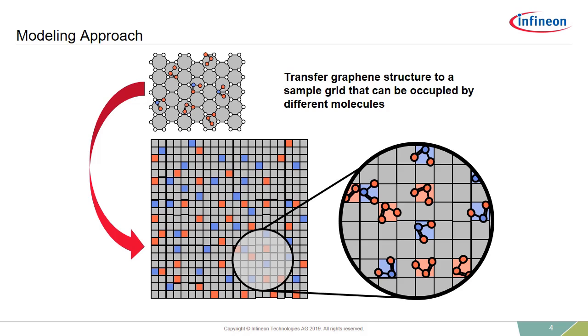In the model, we want to transfer the two-dimensional graphene grid that is shown in the top of the slide to a two-dimensional grid on which we sample the adsorption and the desorption behavior of different gas concentrations to simulate the sensor signal, which is shown on the lower part of the slide.